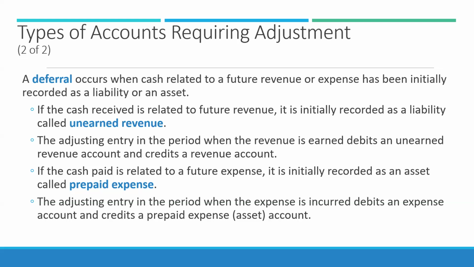So when we create an adjusting entry for deferrals, what we need to do is adjust that liability and show that in fact the revenue has been earned. So the adjusting entry in the period when the revenue is earned debits the unearned revenue account, or that liability. If you debit it, you decrease it, and it ends up crediting the revenue account.